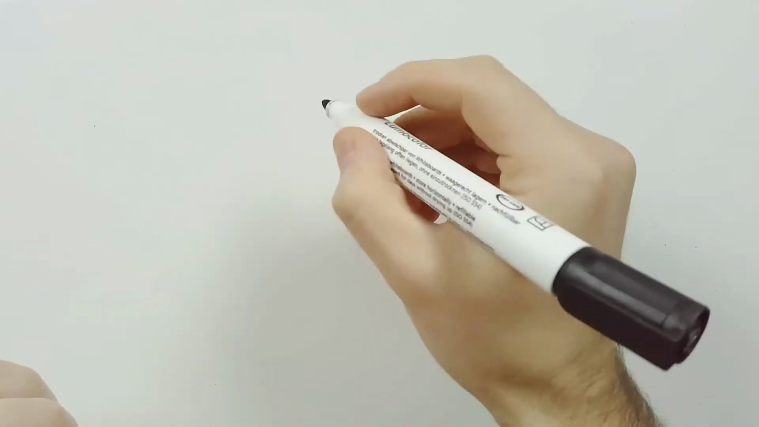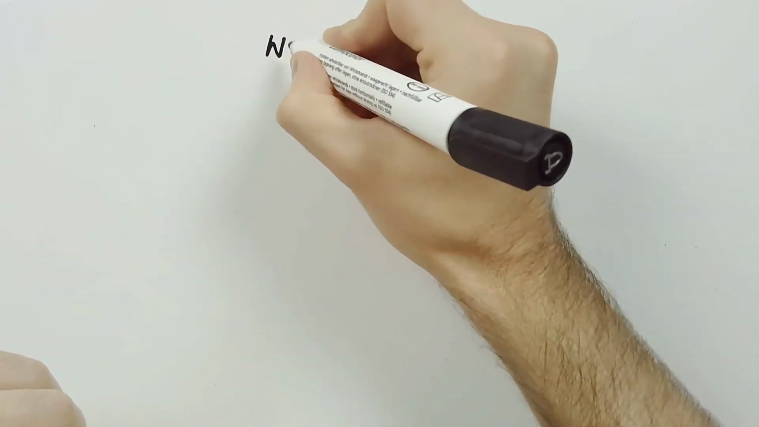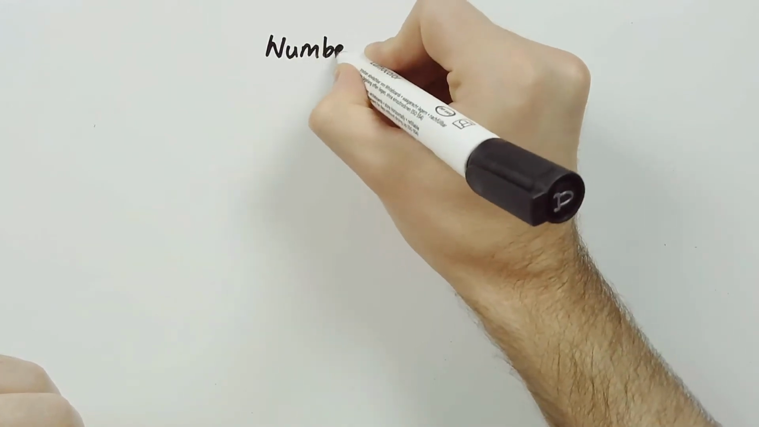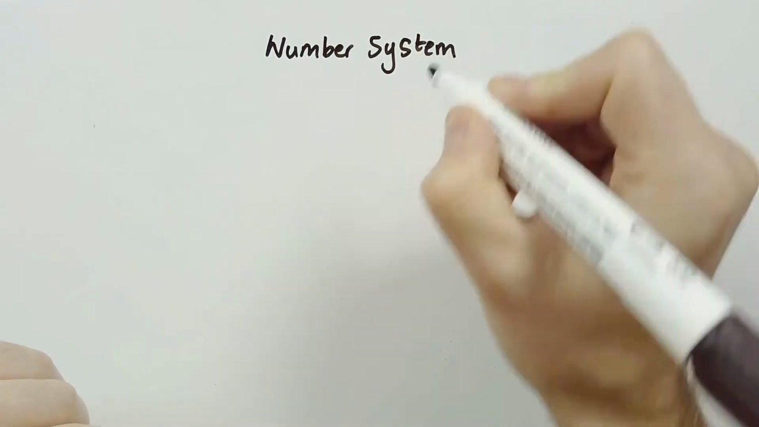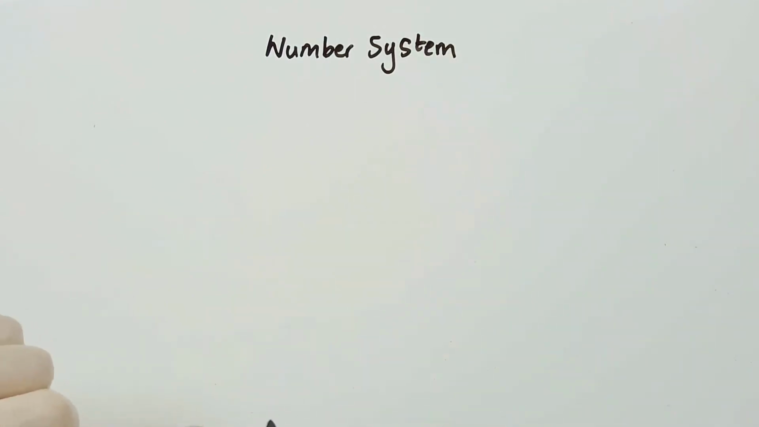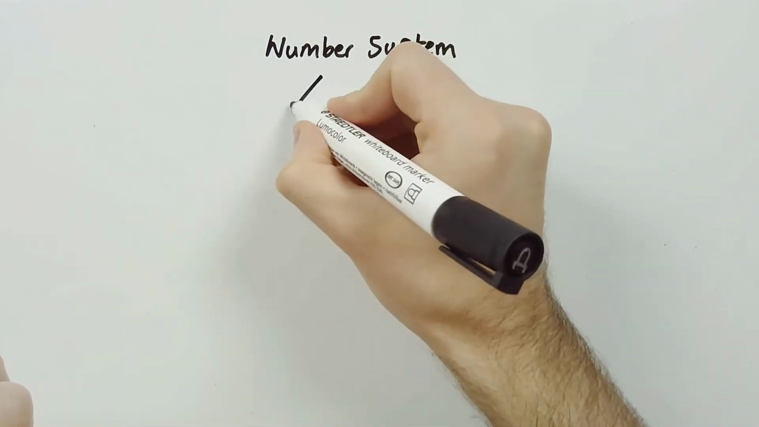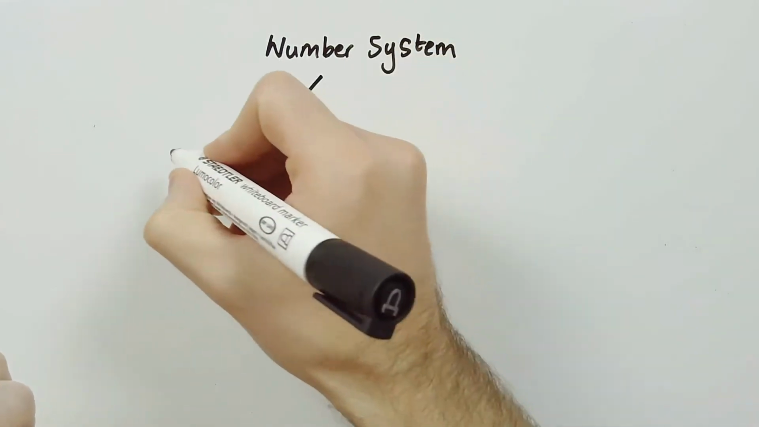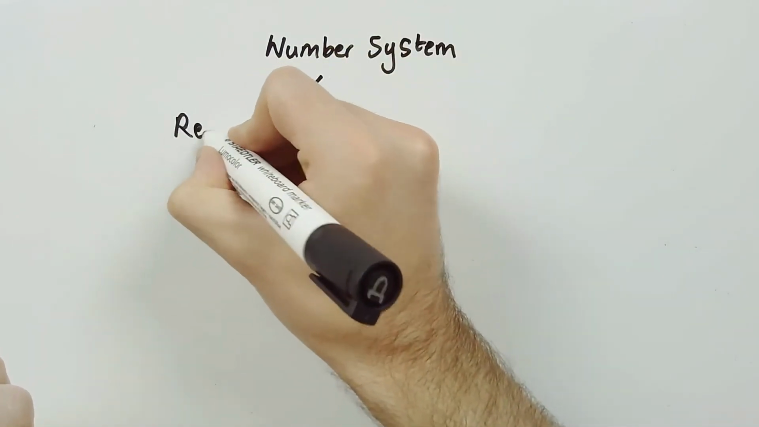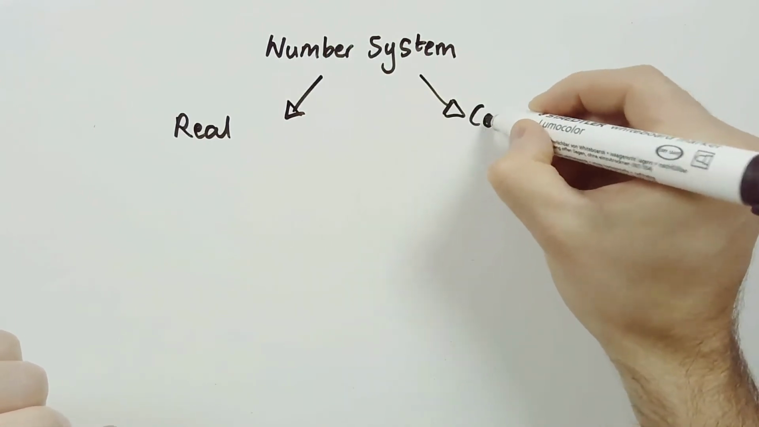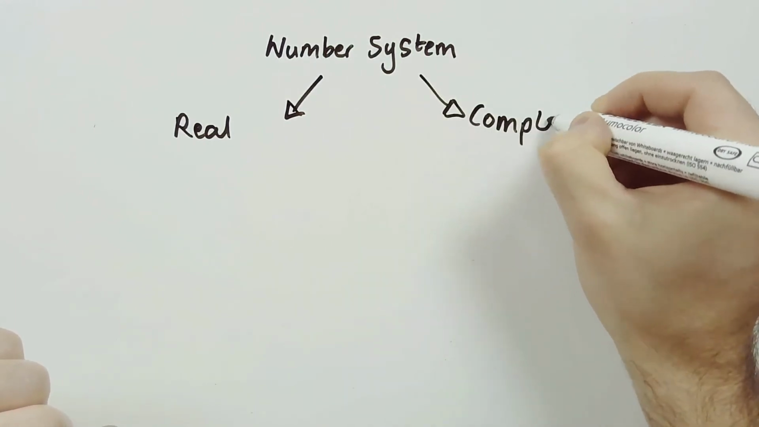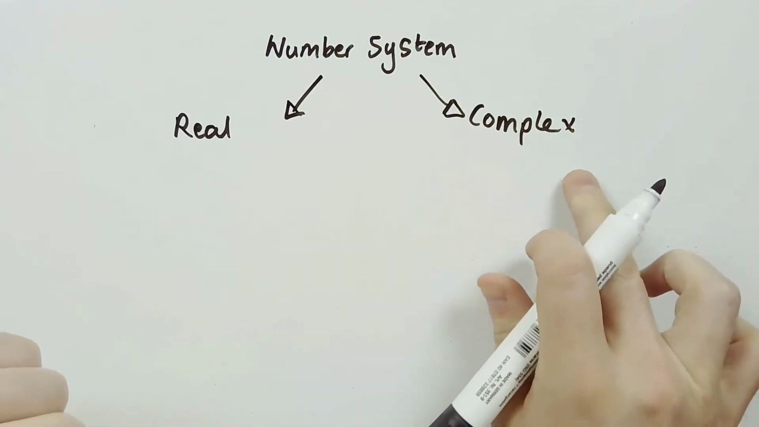So in our number system, which as I mentioned is the Hindu-Arabic number system that we use, all numbers can be broken down into two main categories: real numbers and complex numbers. So let's start with complex numbers, which you probably haven't heard of before.